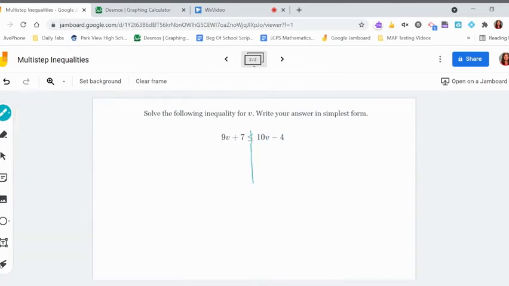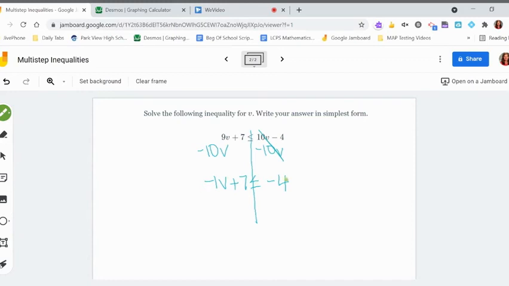Again, I'm going to draw my line down the middle. Once again, I have 9V plus 7 on one side and 10V minus 4 on the other. I want to try and get anything with the variable over to the left side. So again, I'm going to subtract 10V, my variable. 10V minus 10V cancels. 9 minus 10 is negative 1V. Plus 7 is less than or equal to, now I just have negative 4. These two went away, you just have the negative 4.